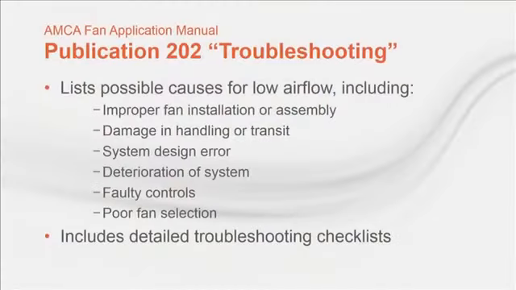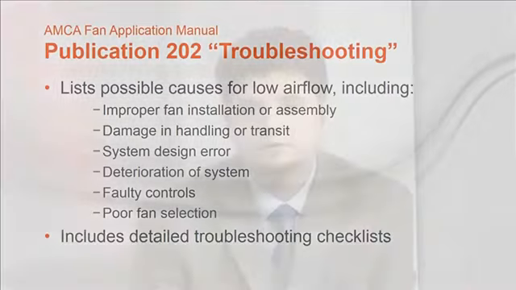AMCA Publication 202, Troubleshooting, includes checklists and recommendations to help you troubleshoot and correct problems found in fan installations. It adds to the list of possible causes we've been discussing. For instance, the fan may have been damaged prior to installation, or it may not be properly wired or controlled. For more information on system effect and fan operation in general, see the Fans and Air Handling Systems Engineers Newsletter live materials.